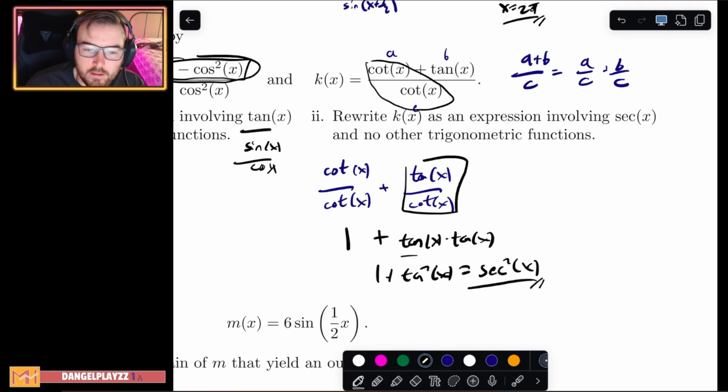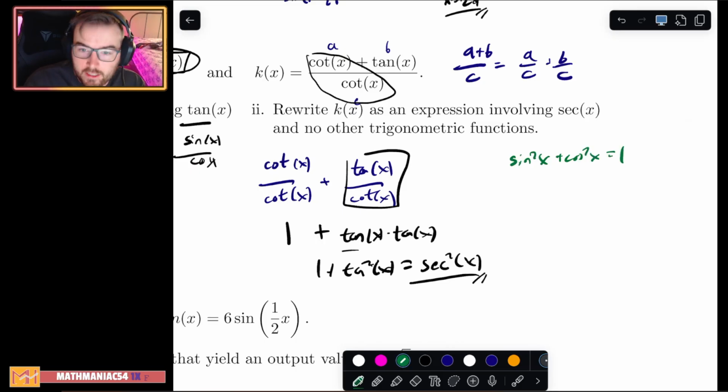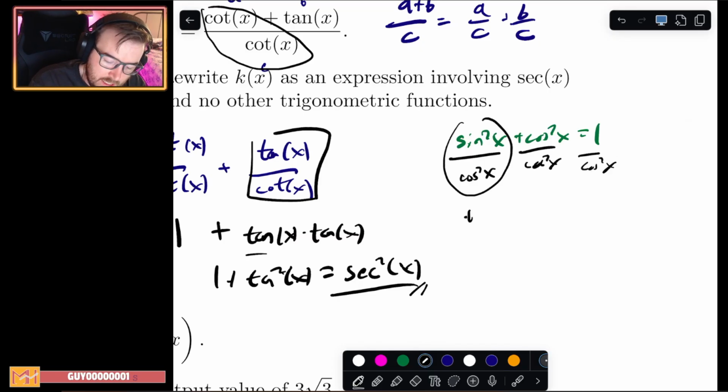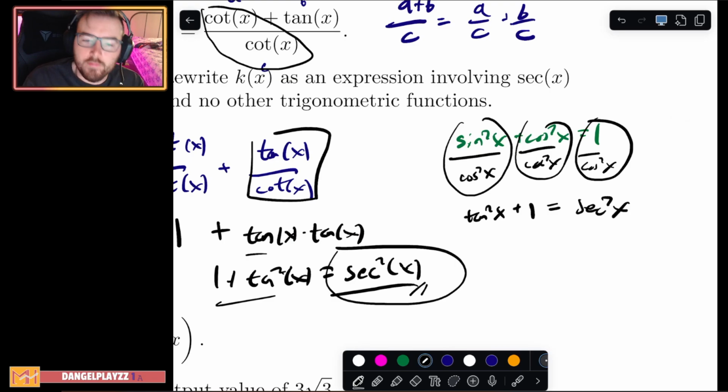Boom. Now, didn't have that one memorized, 1 plus tangent squared? Well, I suggested to every class period at the beginning, like, hey, we all know sine squared plus cosine squared. Well, you can divide by cosine squared. And as you divide by cosine squared, you get tangent squared plus 1 equals secant squared. Aha! Yes, it does. Suddenly, we have secant squared.